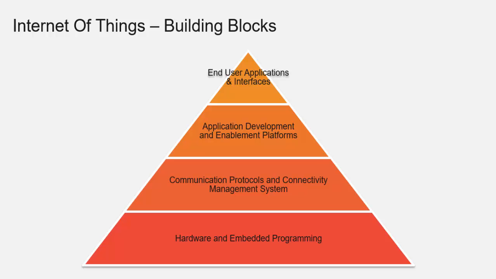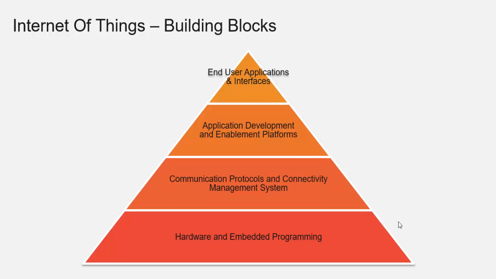The third layer in this architecture is called application development and enablement platforms. There are various companies nowadays who are providing IoT platforms for developing applications. They provide a set of services under a single umbrella, such as data management services, data persistence services, or maybe analytical services. IBM has Watson, Microsoft has Azure, and AWS IoT from Amazon are examples of such platforms.